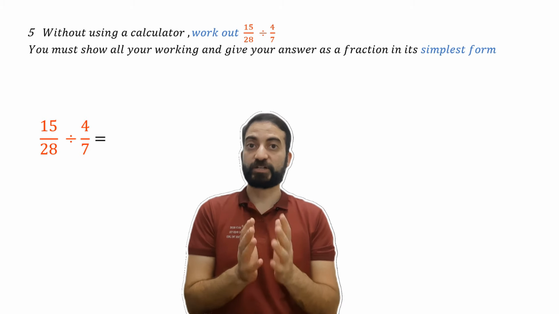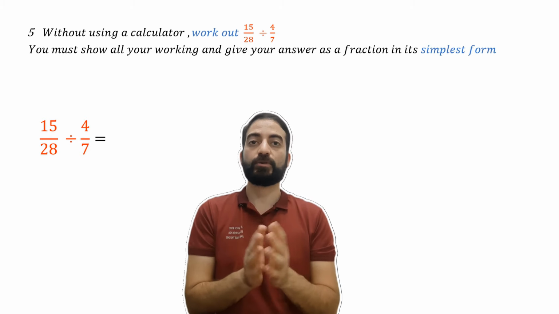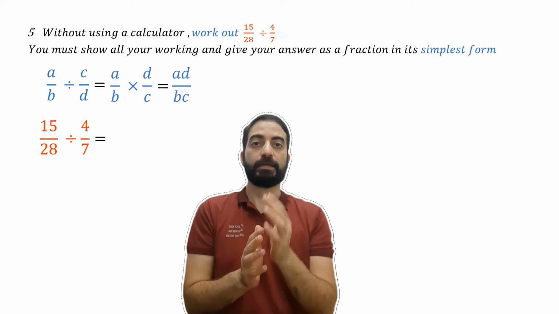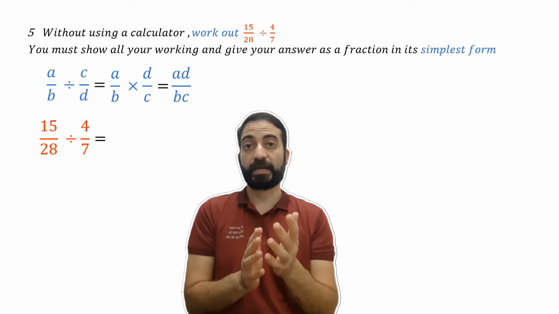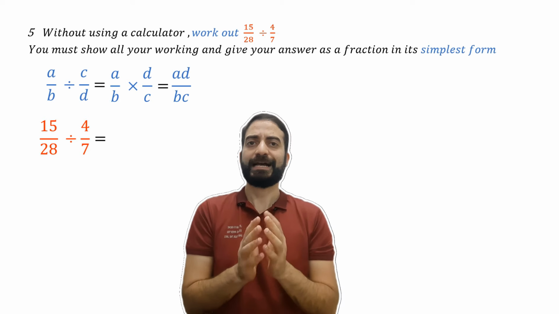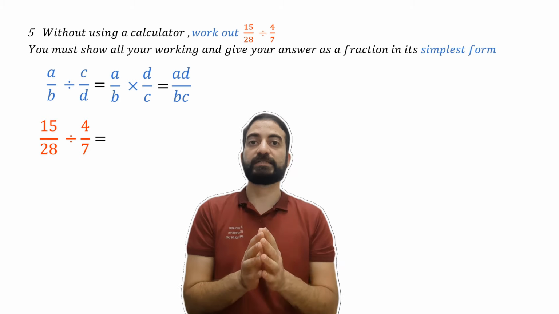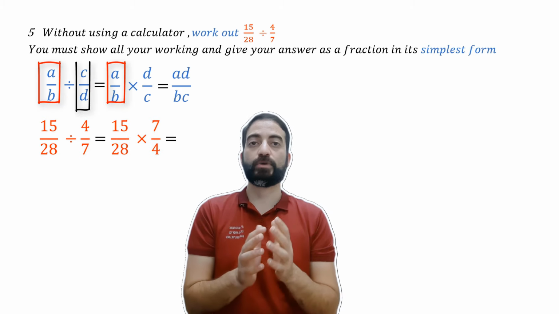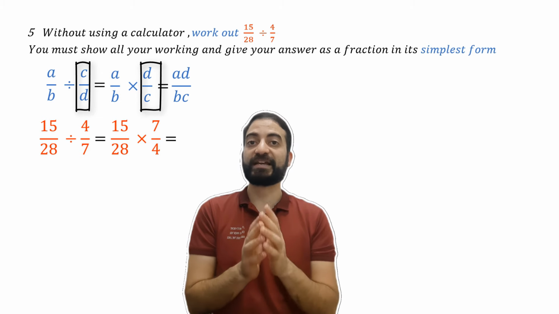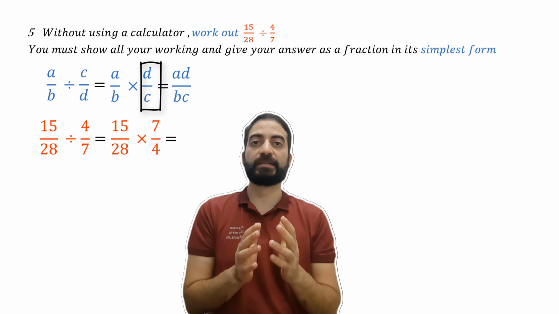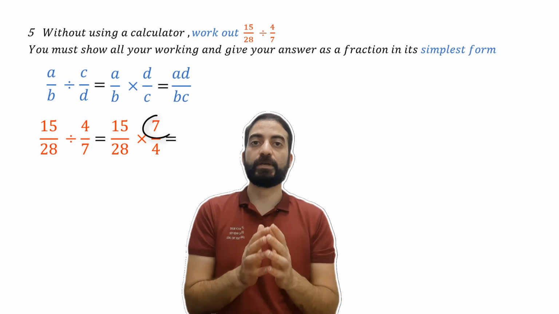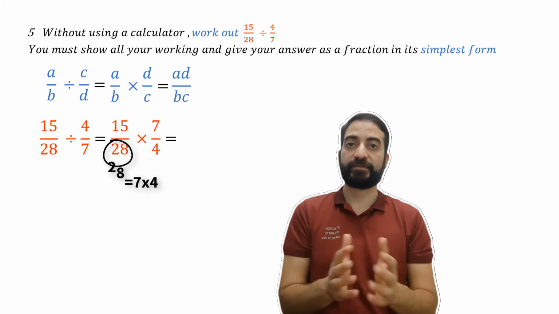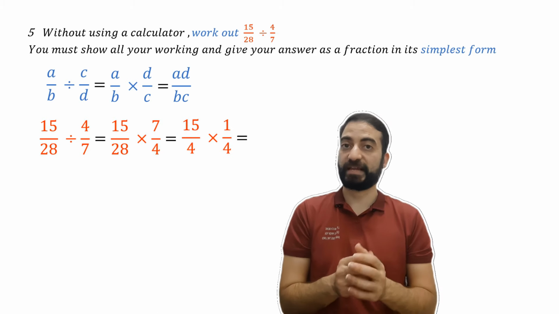As long as we have a fraction divided by a fraction, we can use this rule: a over b divided by c over d equals a over b times d over c. We note that the first fraction we write the same, but the second fraction we invert, and it becomes like this. We also notice that in the numerator there is 7 and in the denominator there is 28, so we can simplify and they become like this.